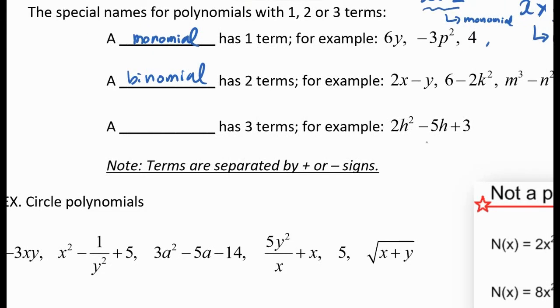Alright. 3 terms. Can you guess the name? What is the name of a polynomial with 3 terms? We call it trinomial. So we have 1, 2, 3 terms. It's a trinomial. So again, terms are separated by plus or minus sign, not multiplication and division. Okay?